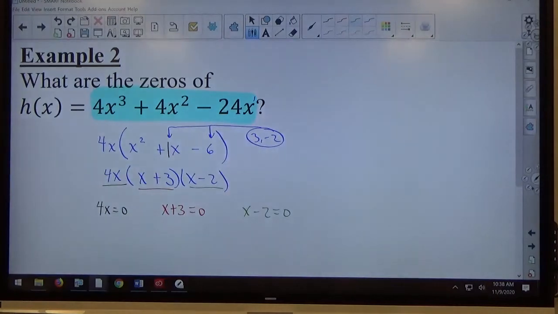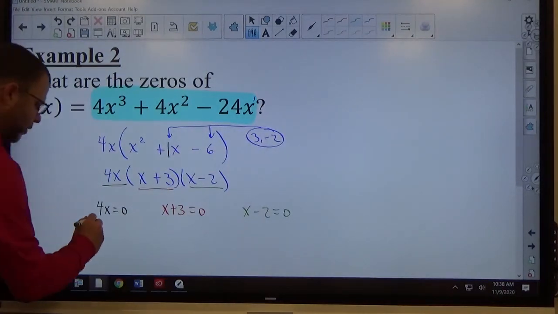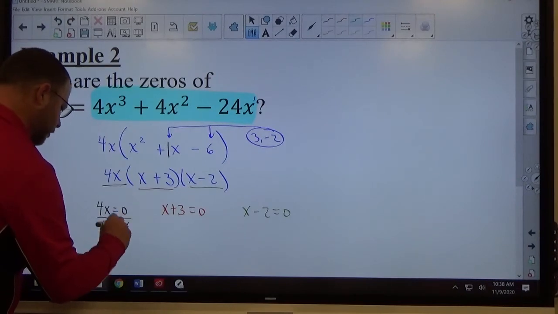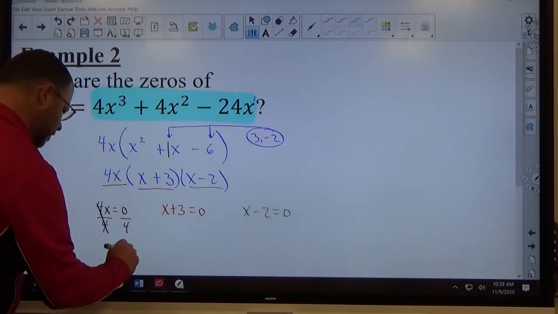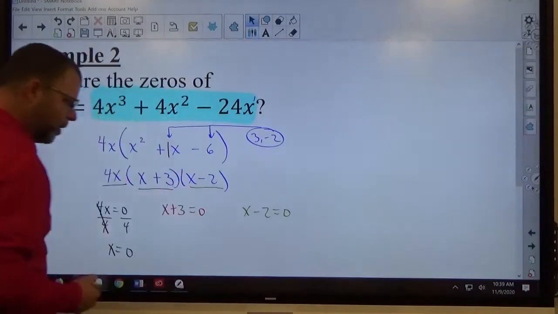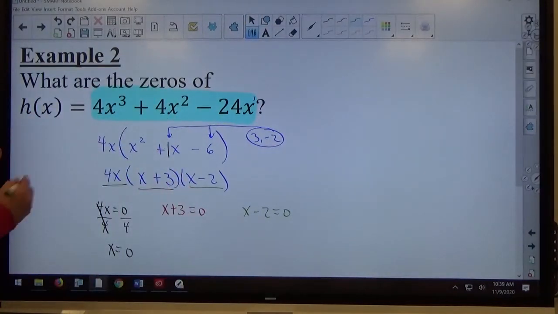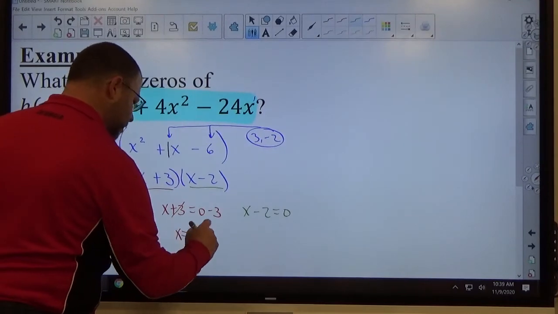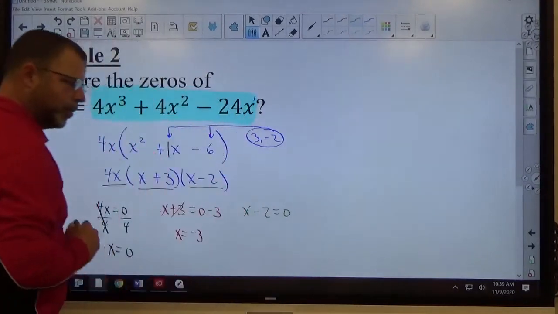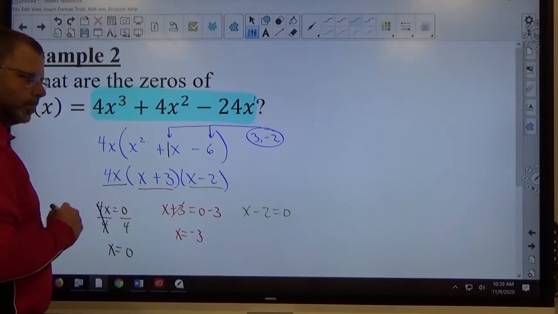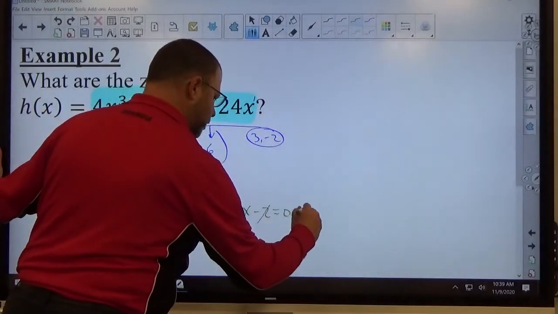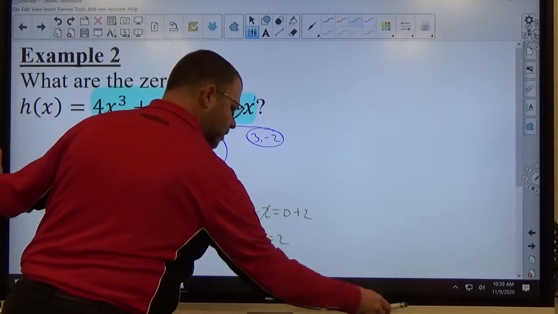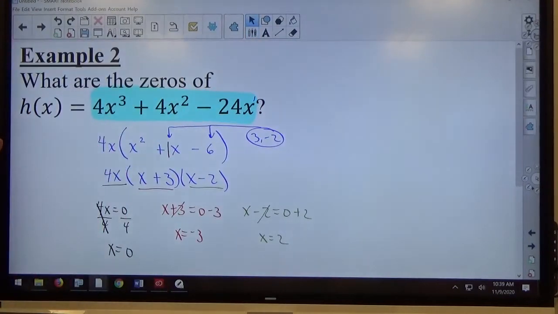How do I solve 4x equals 0? Divide both sides by 4. What is 0 divided by 4? 0. How do I solve x plus 3 equals 0? Move the 3 and it becomes negative 3, right? So that means x equals negative 3. And how do I solve x minus 2 equals 0? Add 2 to the other side, so chop that, put plus 2, x equals positive 2. So would x equal 0 on the other one? x equals 0 for that one because we divided by 4, yep.